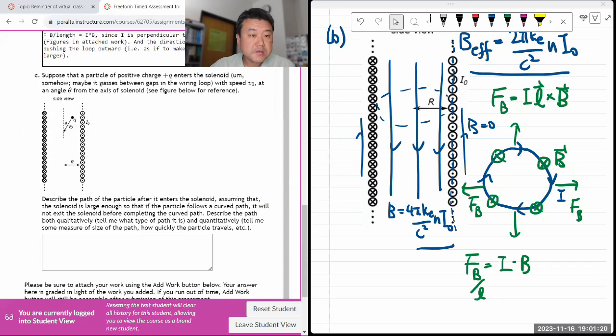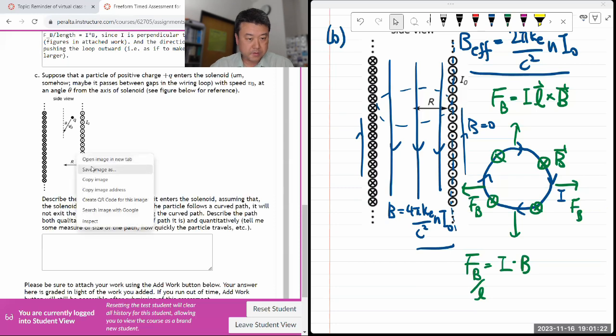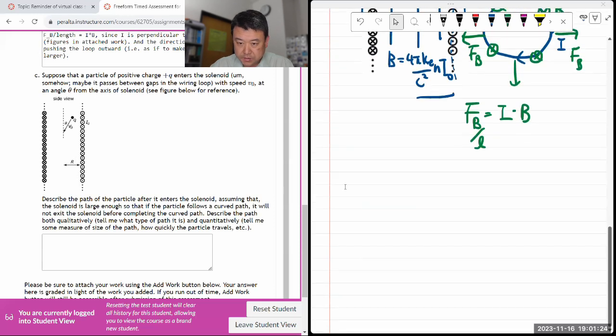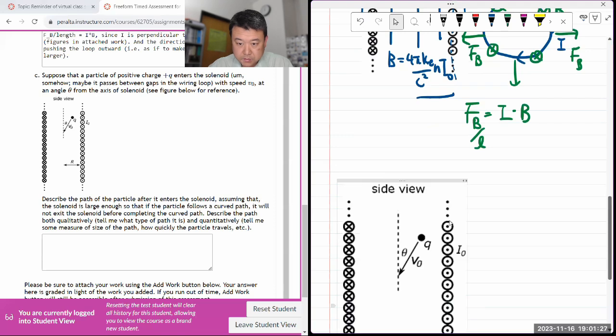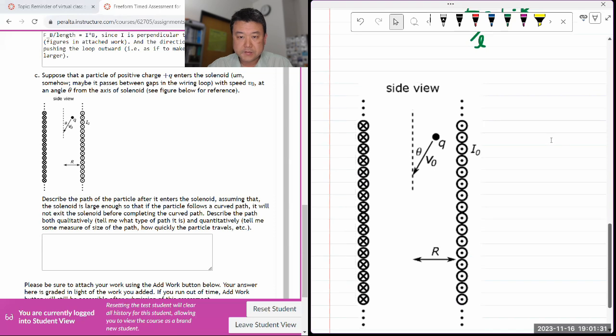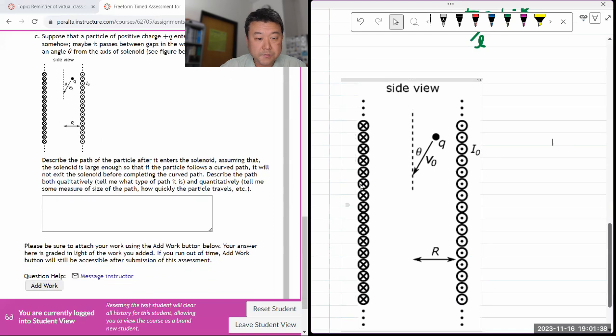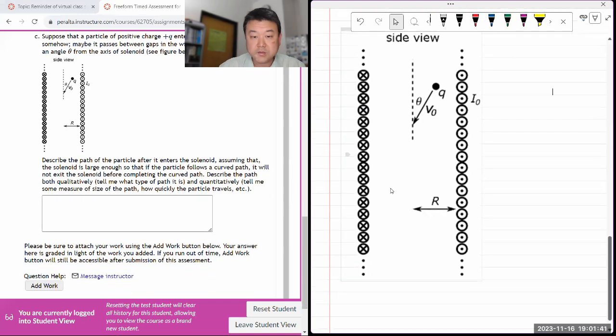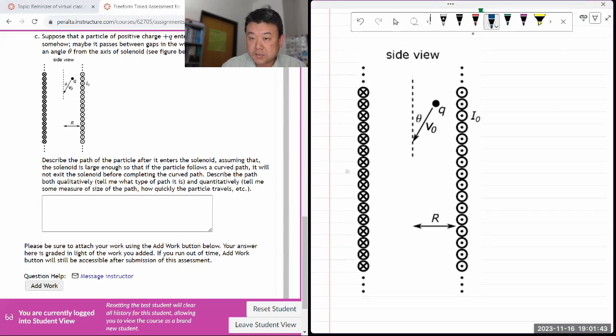Okay, part C. Suppose that particle, can I just copy the image? Oh, wow, yeah, it worked. Okay, so I have that. And let's see. It enters the solenoid, somehow it passes, V0. Describe the path of the particle after it enters the solenoid. Okay, let's just start with the magnetic field direction that we already know, and the Q is positive.